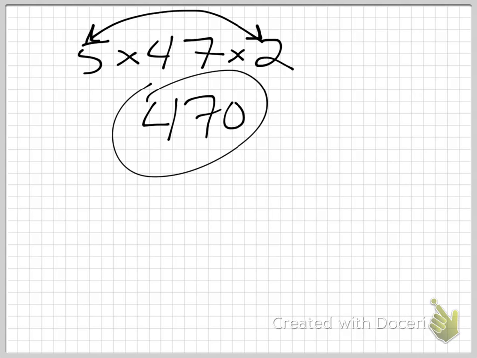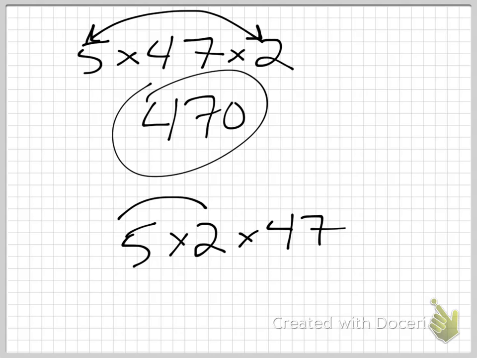What rule was this? Nope. This one is the commutative because you actually moved the 2. That's what you ultimately did, is you went 5 times 2 first. Then you did 47, so you moved the 2. That would be the commutative property. You moved it. Make sense?